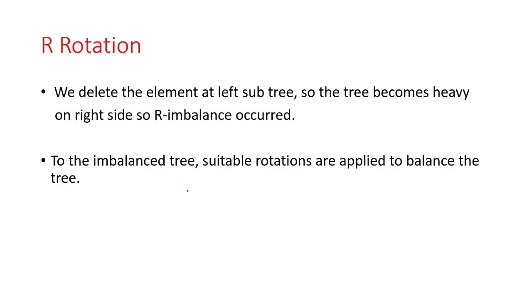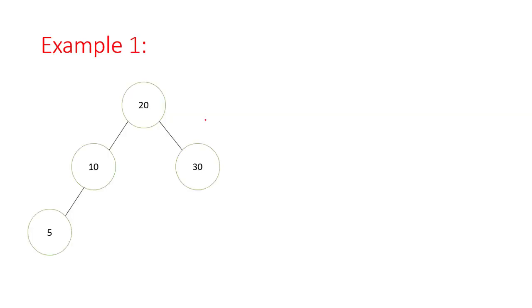And the second one, R rotation. In this case, we delete the element at the left subtree, so the tree becomes heavy on the right side. That's why R imbalance occurred. If it is an R imbalance, then we have to apply R rotation. To fix the imbalance, suitable rotations are applied to balance the tree. I am explaining these three cases by taking three different examples. Let's take the first example.